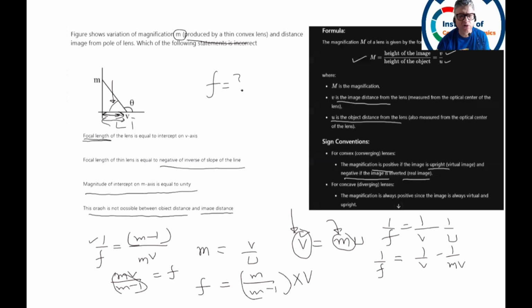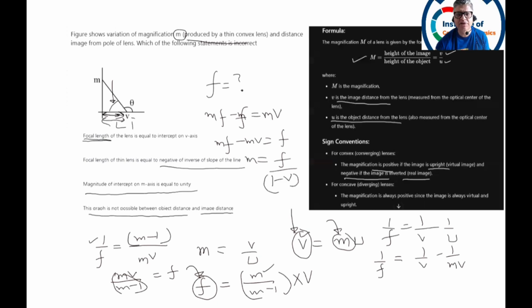If I look into this also, if an m versus v graph is drawn with a constant focal length, if the focal length is kept constant, then I have to write it as mf minus m is equal to mv. Sorry, this is f. So mf minus mv is equal to f, and m is equal to f upon 1 minus v. So m is inversely proportional to v. So it cannot be a straight line for sure, right?